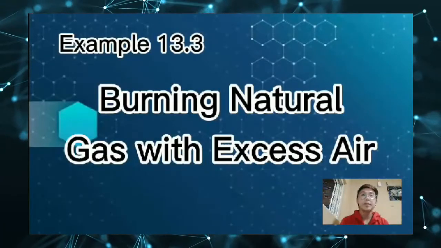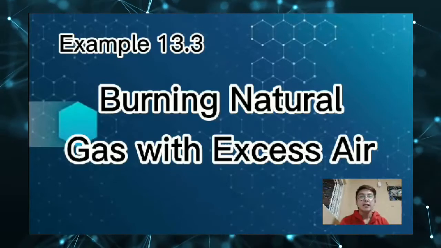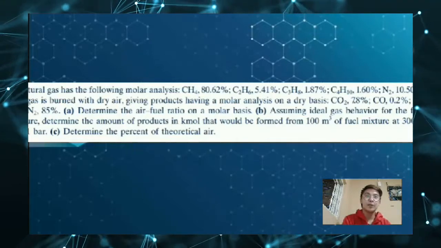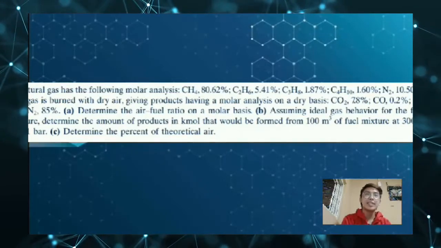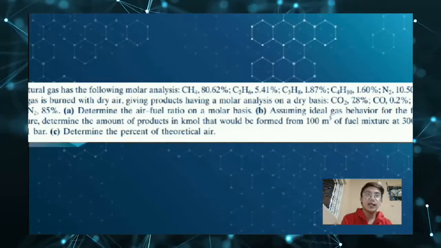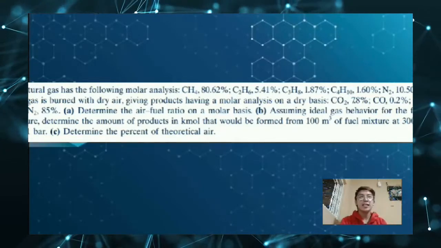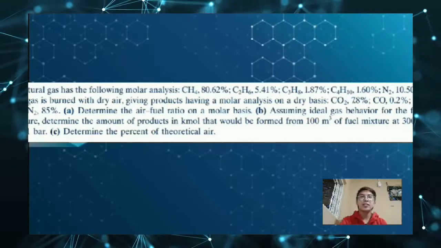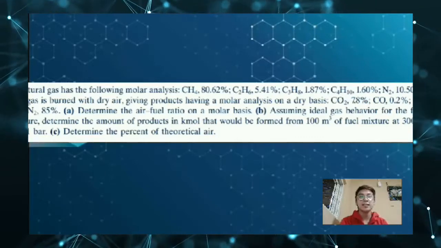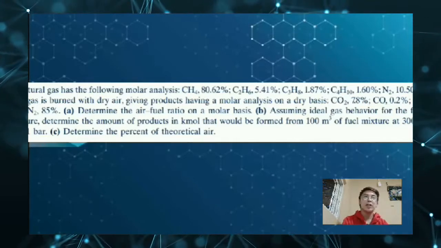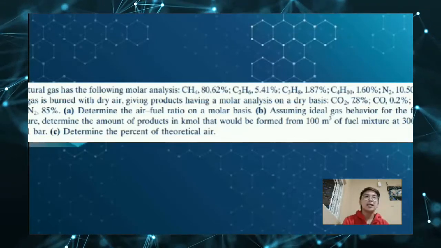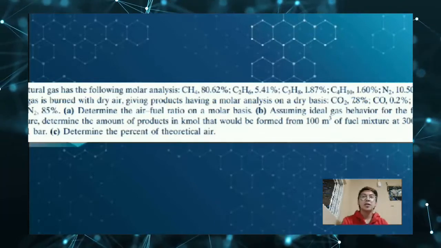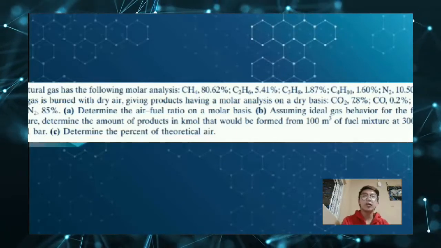Example 13.3, burning natural gas with excess air. So the problem is, a natural gas has the following molar analysis: CH4 80.62%, C2H6 5.41%, C3H8 1.37%, C4H10 1.60%, N2 10.50%. The gas is burned with dry air, giving products having a molar analysis on a dry basis: CO2 7.8%, CO 0.2%, O2 7%, N2 85%. So A, determine the air-fuel ratio on a molar basis.